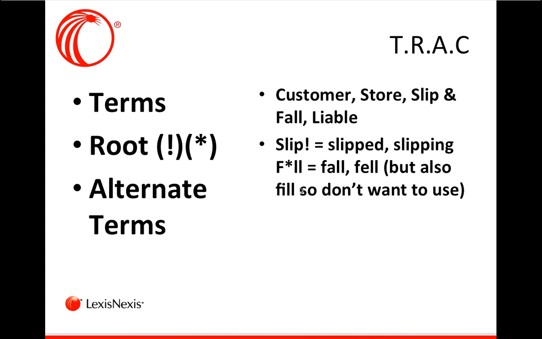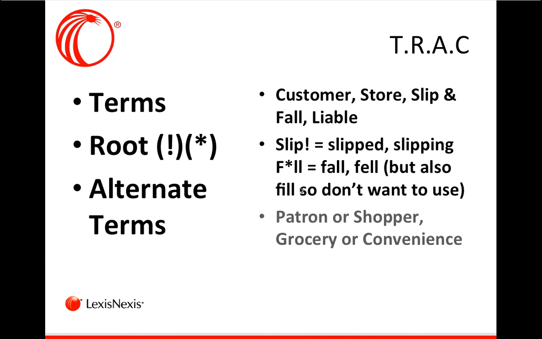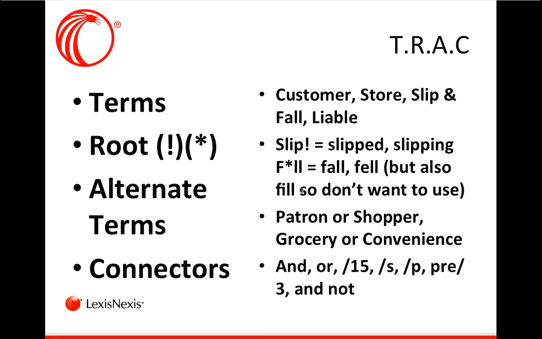Next is A, so alternate terms. How can we use, say, our original terms in different manners? So for example, a customer may be referred to as a patron or a shopper. A store may be a grocery or a convenience store in this instance. Things like liable may also have to deal with negligence. And then finally, you can link this all together with our connectors, those being and, or, slashes, etc.